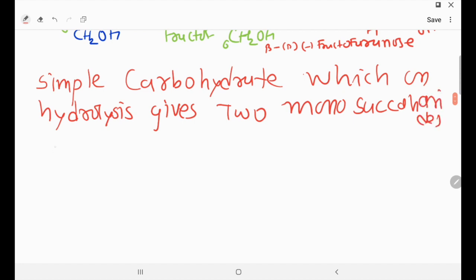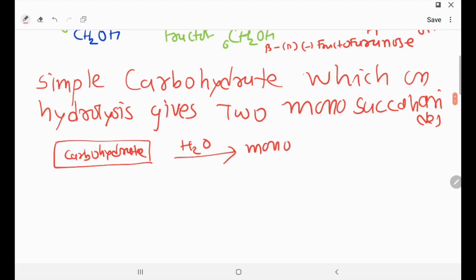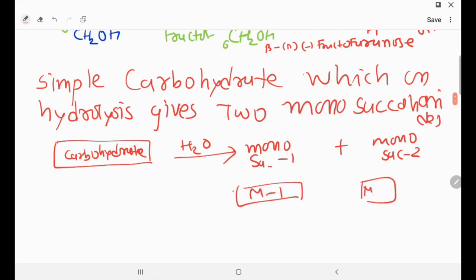This is a simple carbohydrate molecule. Suppose you hydrolyze this carbohydrate, it will give monosaccharide 1 and monosaccharide 2. When these two monosaccharides are connected via one oxygen linkage, this linkage is known as a glycosidic linkage.